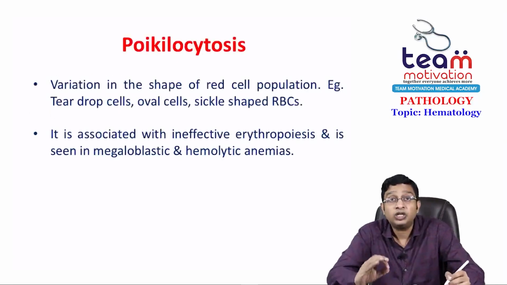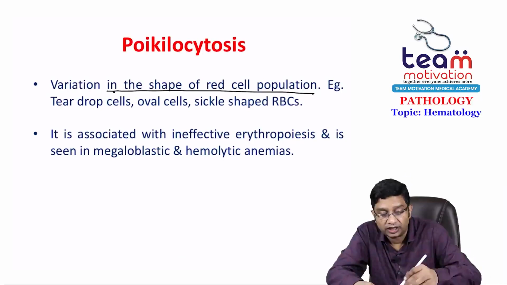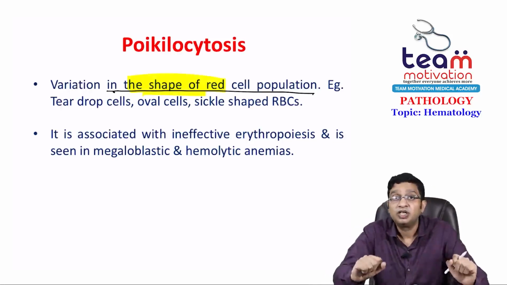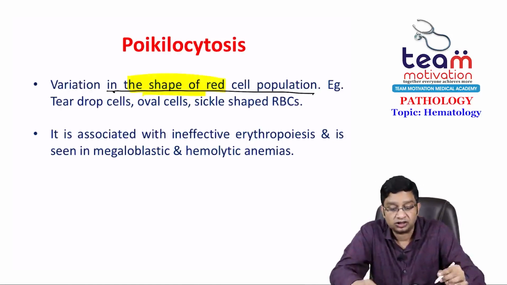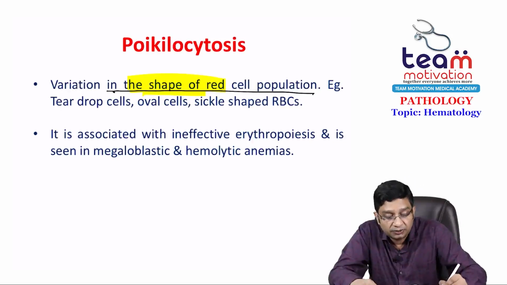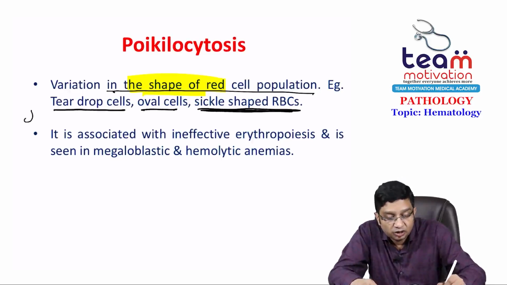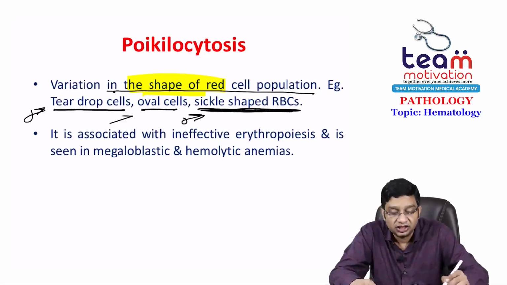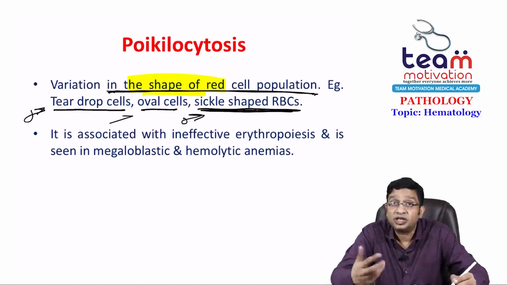Then the word is poikilocytosis, and this is variation in the shape of RBCs. If you make a peripheral blood film and you find variation in the shape of RBCs, it is poikilocytosis. This variation in the shape can be teardrop cells, oval cells, or sickle shaped RBCs. This is the variation in the shape of the RBCs. Where is it seen?